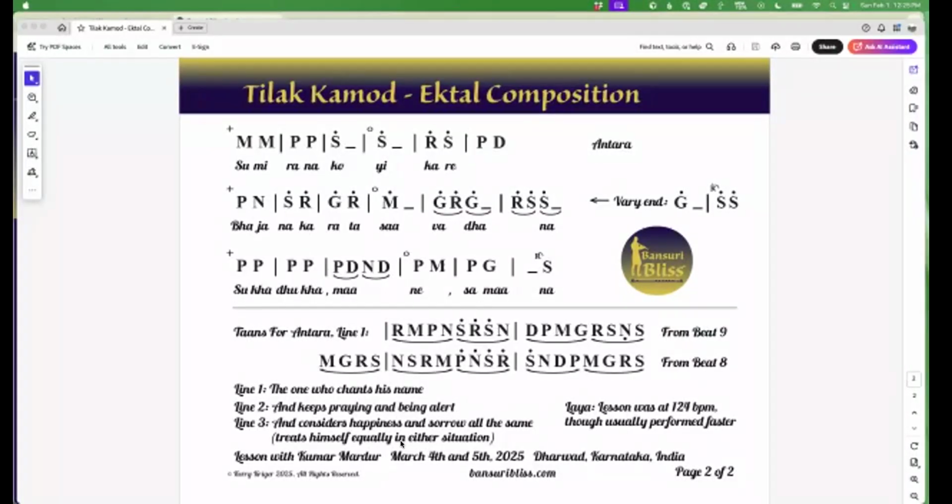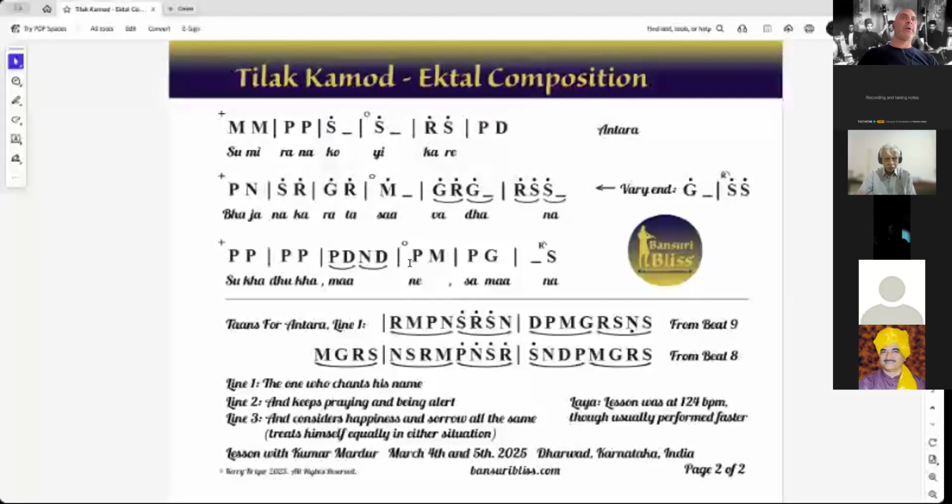Sorry, I'm not sure if I'm sharing my screen. Let me share my screen. Uh-oh, what happened here? Can you see my screen? Let's just do that again. Here we go. There we go. All right.